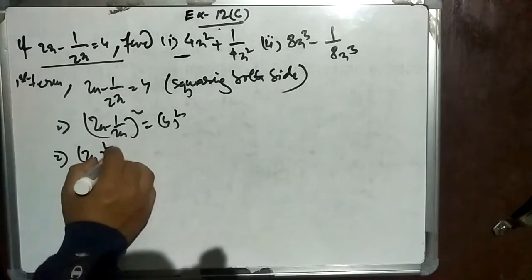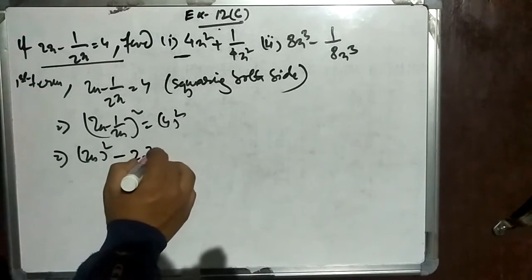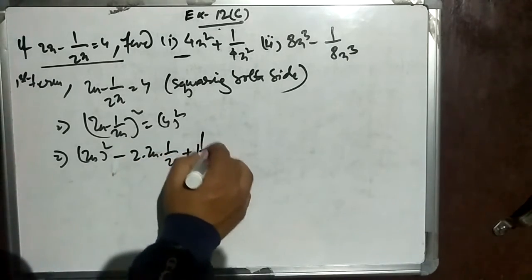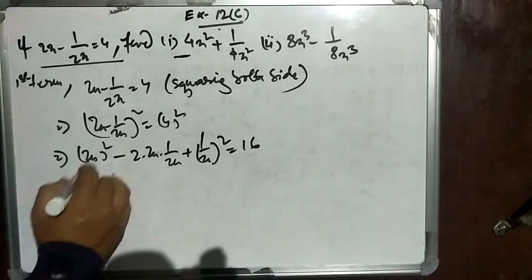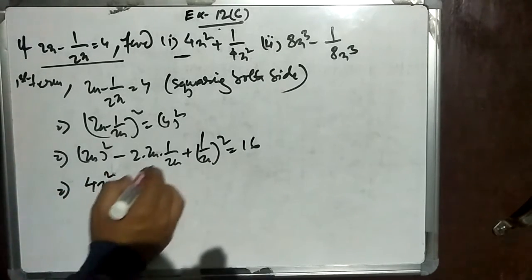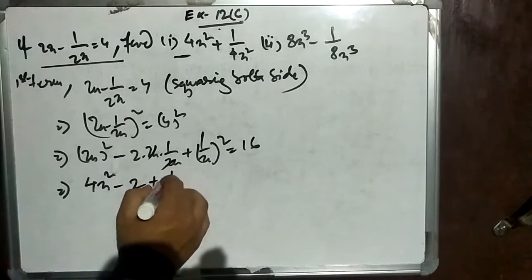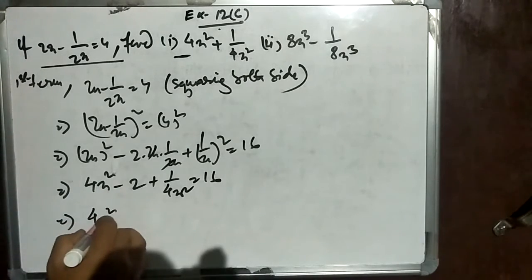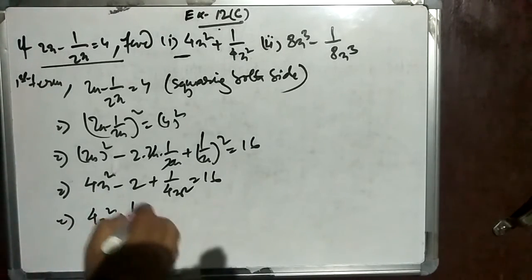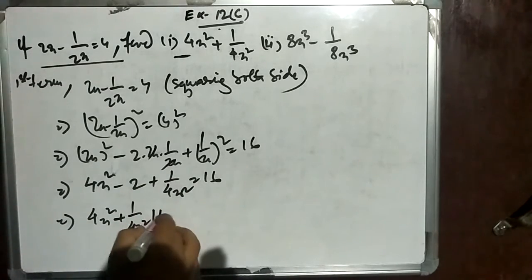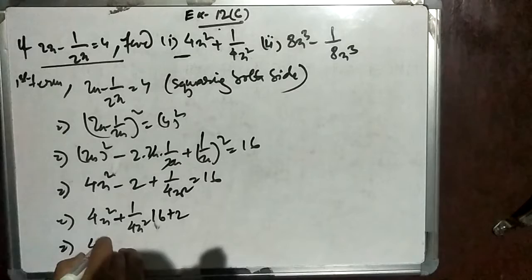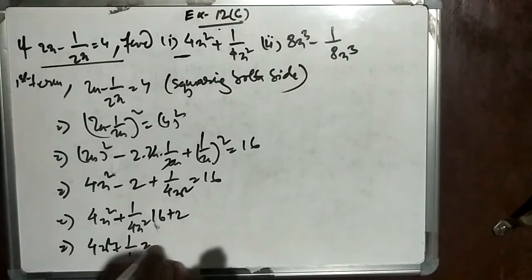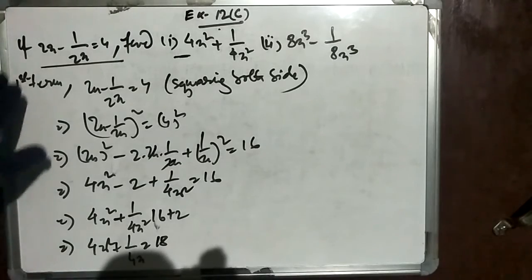And what will come? a square minus 2ab plus b square equal to 4 squared is 16. So we come here for 4x square. This 2 will cut, plus 1 by 4x square equal to 16. So 4x square plus 1 by 4x square, the minus 2 will go to that side, we'll change the sign, and 16 plus 2, the answer will be 4x square plus 1 by 4x square equal to 16 plus 2 is 18. Okay, so this is how you will do the solution of this question. Now similarly we'll do the next question, the second term.